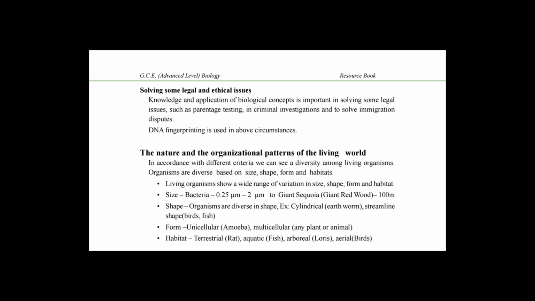A biotechnological method we can use is DNA fingerprinting. By using DNA fingerprinting, we can get to know about criminal investigations. We can find who the criminal is, and we can identify dead bodies. We can solve these migration issues, and parentage testing is also done using DNA fingerprinting. That's all about the issues.